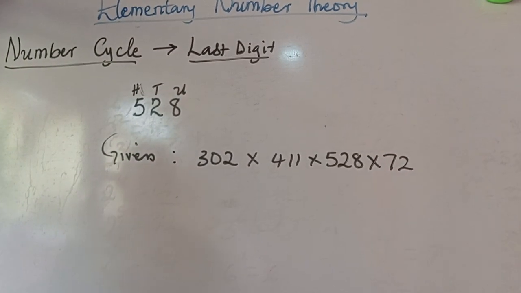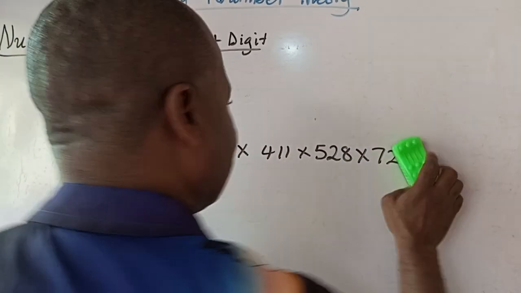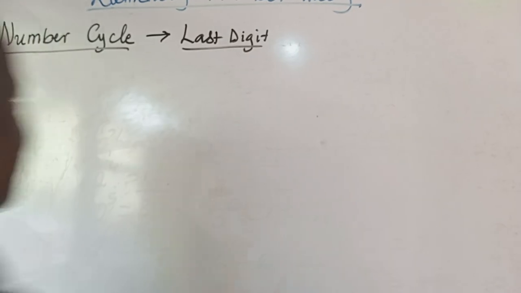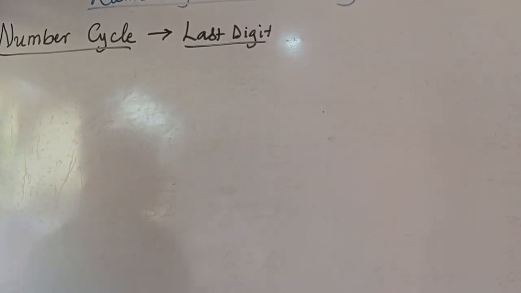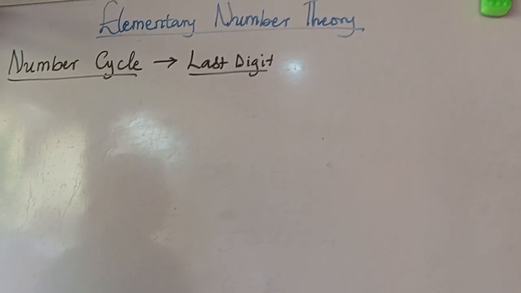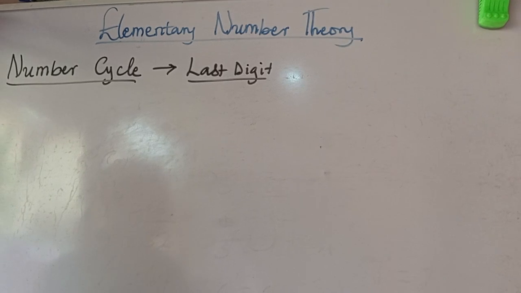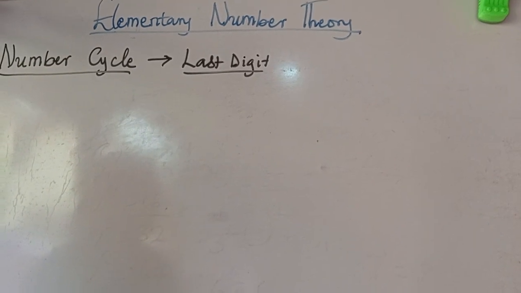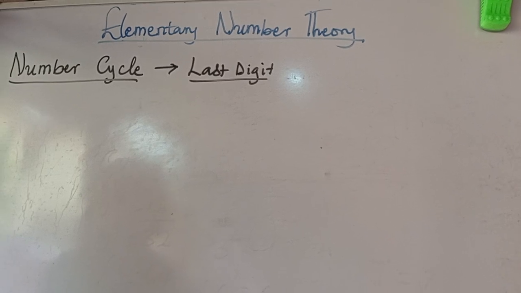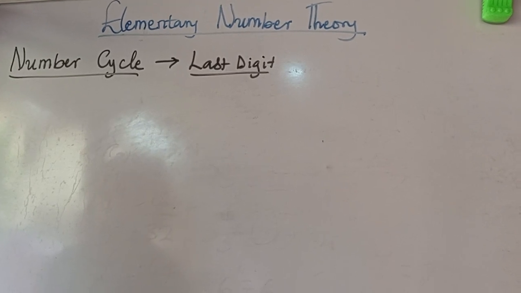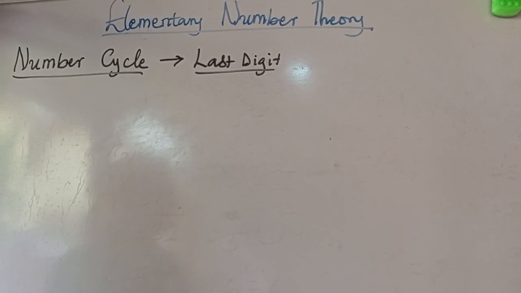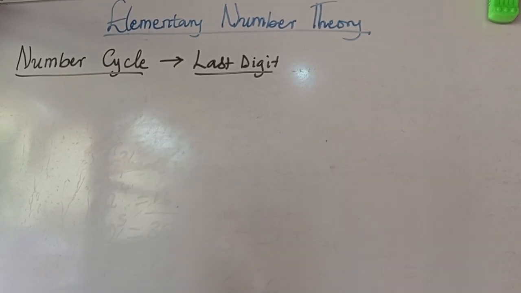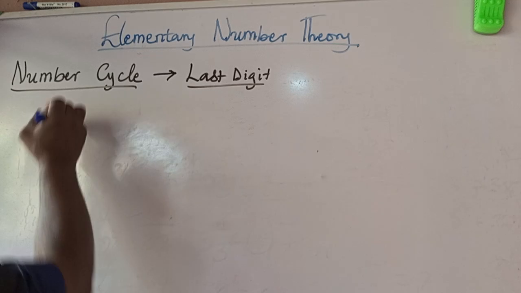Let's take, for example, what number cycle is all about. When we multiply numbers and find the exponent of numbers, at some point the value of the exponent repeats, and we say that the number of times that number was multiplied before getting the repeated value is the number cycle. For example, let's take 2 for instance.